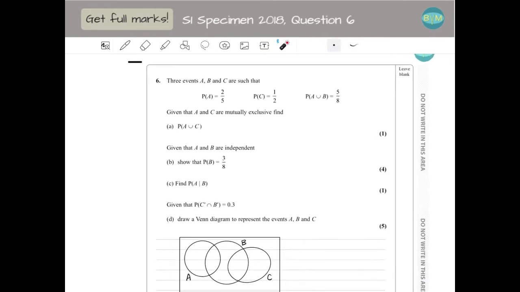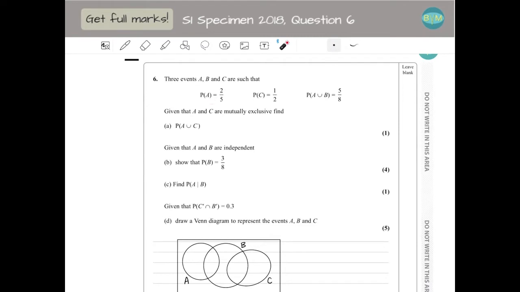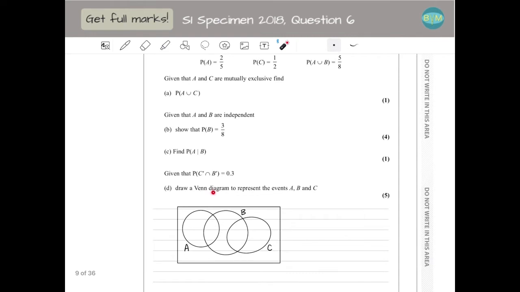They give you some probabilities: probability of A, probability of C, and probability of A union B. And they tell us that A and C are mutually exclusive. I have to represent a Venn diagram at the end, for the last part of the question, but I already represented it, so we have an idea of what's happening.